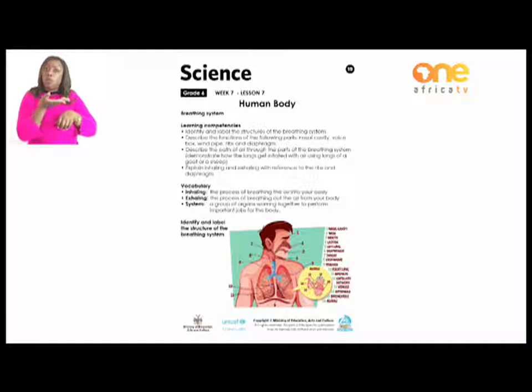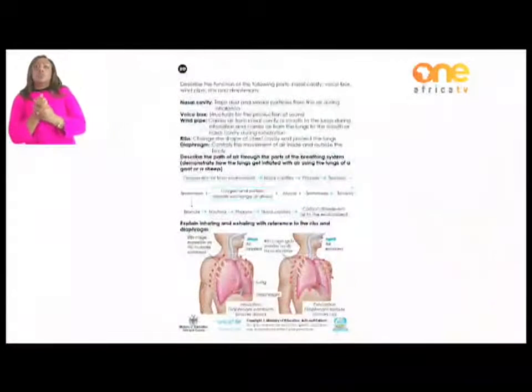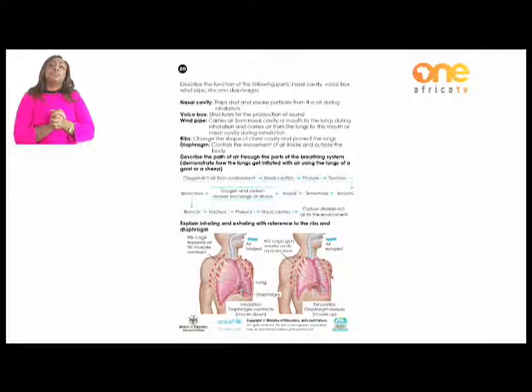Okay? So we continue on page 20. On page 20, we are going to look at the main functions of main parts of the breathing system. Okay? So on the previous page, we have looked at different parts, but we have just made it broader for you to have a broader understanding of the breathing system. But now we're specifically looking at the main parts of the system and their functions.